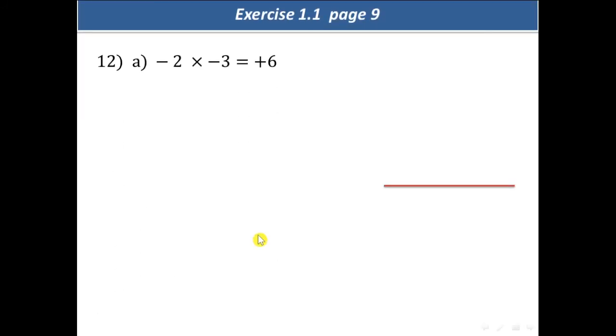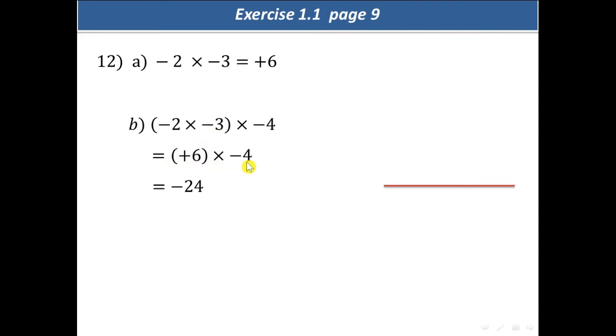Now, exercise. We have this exercise here, 12a. Minus 2 multiplied by minus 3 equals, minus times minus gives me plus, 2 times 3 is 6. Okay, this one, we have a bracket. When you have a bracket, you have to finish what's inside the bracket first before you go outside. Minus times minus is plus. 2 times 3 is 6.